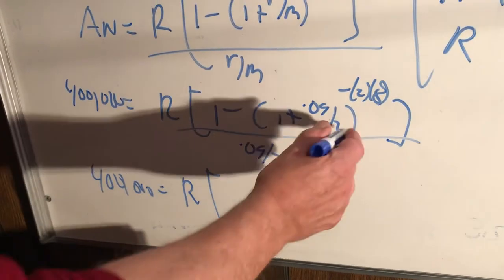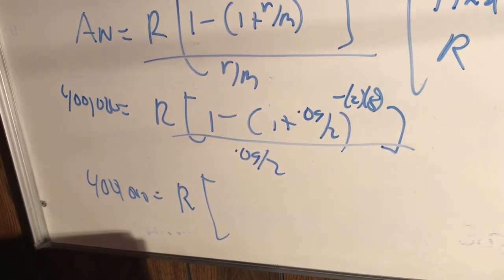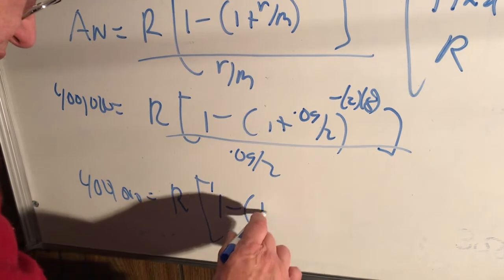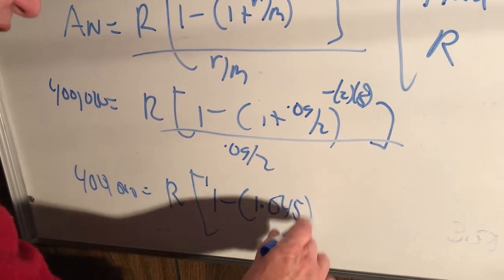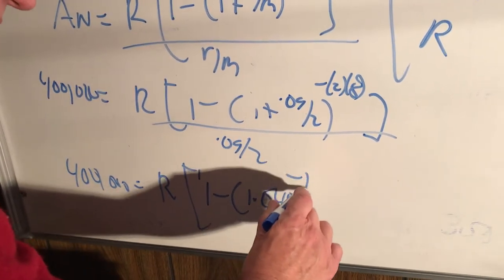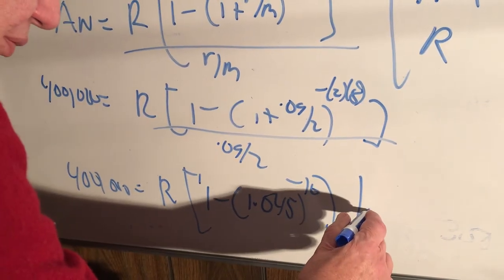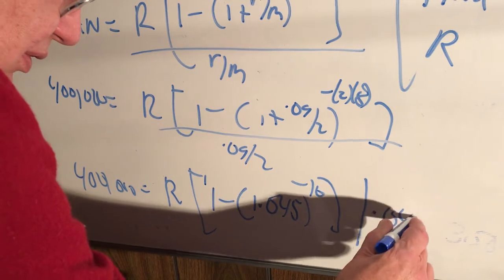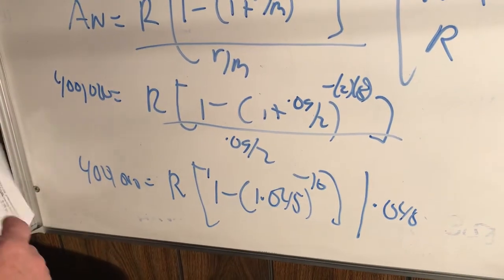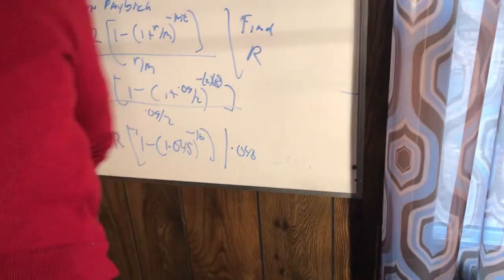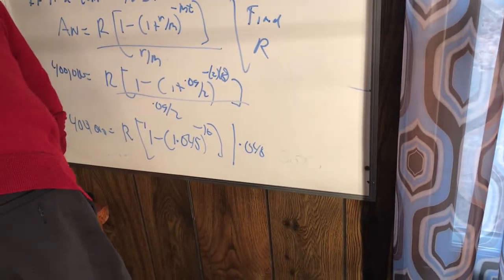Now, 0.09 over 2 is 0.045, right? So it's 1 minus 1.045 raised to the minus 10, and we can divide that whole thing by 0.045. So let me erase this. And the reason I'm doing this is for a comparison.